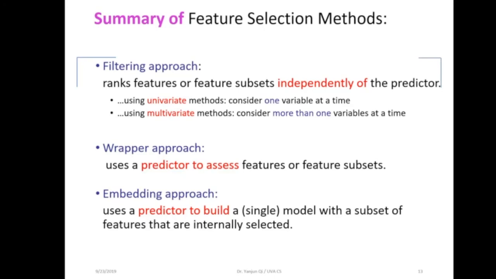Question here? All right, go ahead. The first one says it ranks features independently of the predictor. So if there's no predictor at all, on what basis does it rank? Yes, that's exactly what the next page is about.